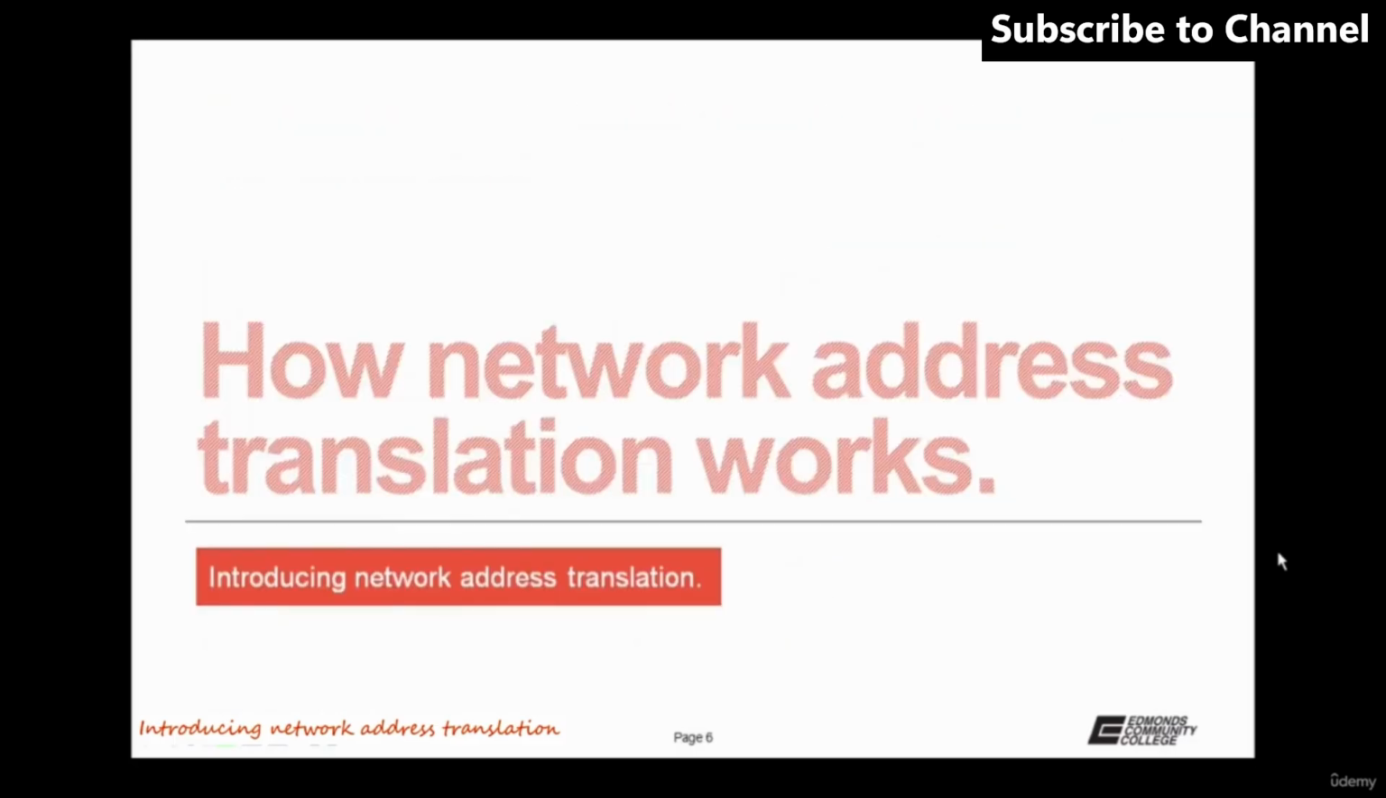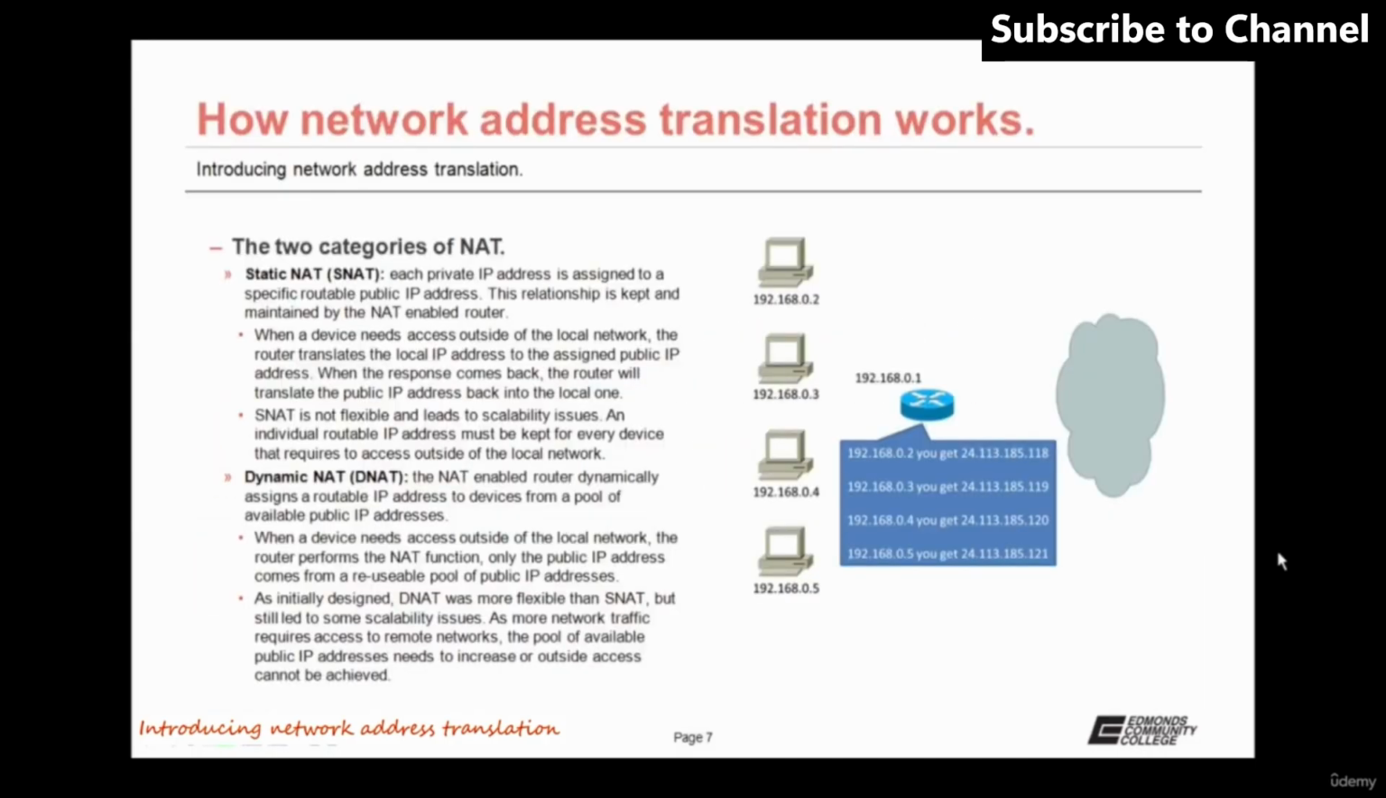So now that we've covered the purpose, let's talk about how network address translation works. And first off, we get to talk about the fact that there are two categories of NAT. First up is static NAT. With static NAT, each private IP address is assigned to a specific routable public IP address. This relationship is kept and maintained by the NAT-enabled router.